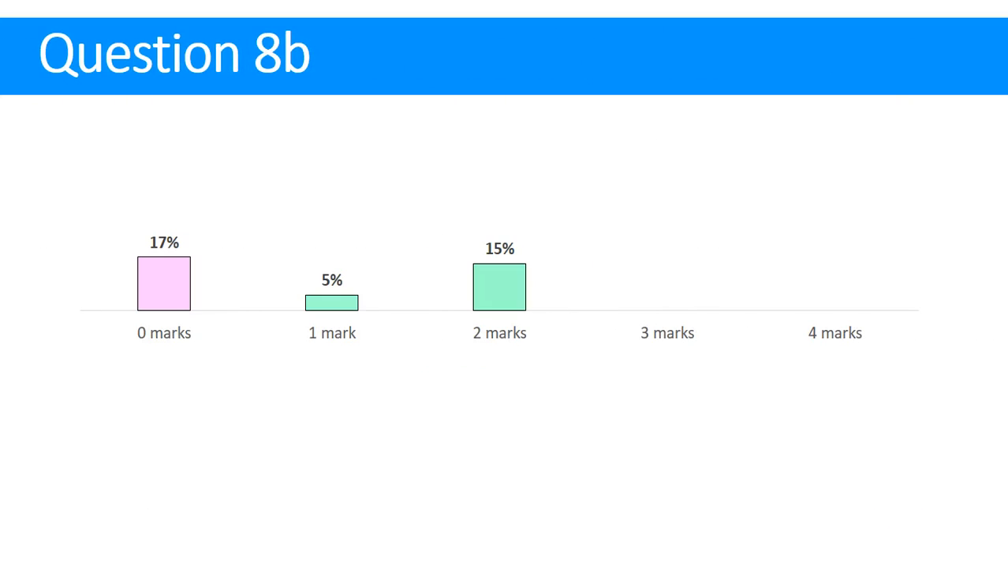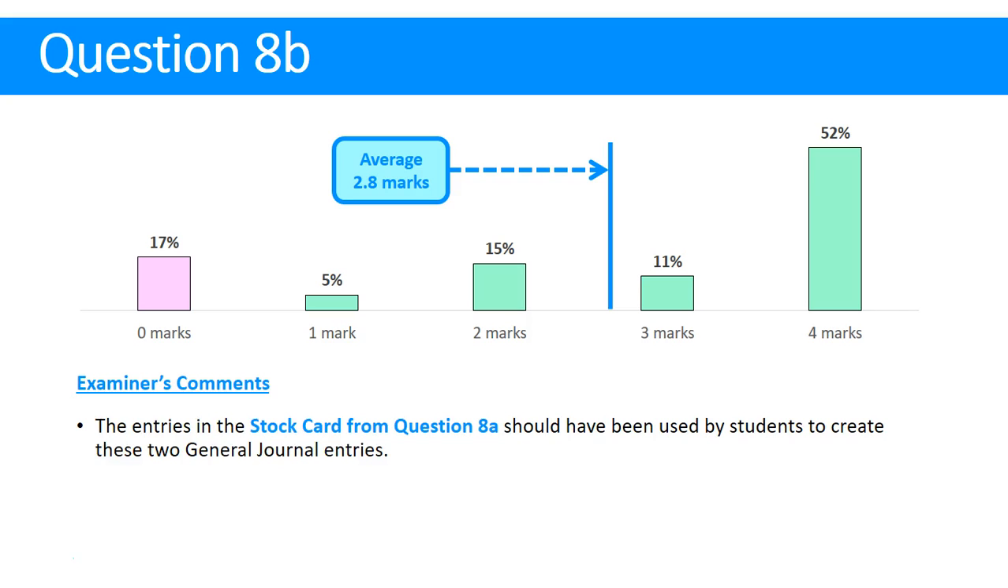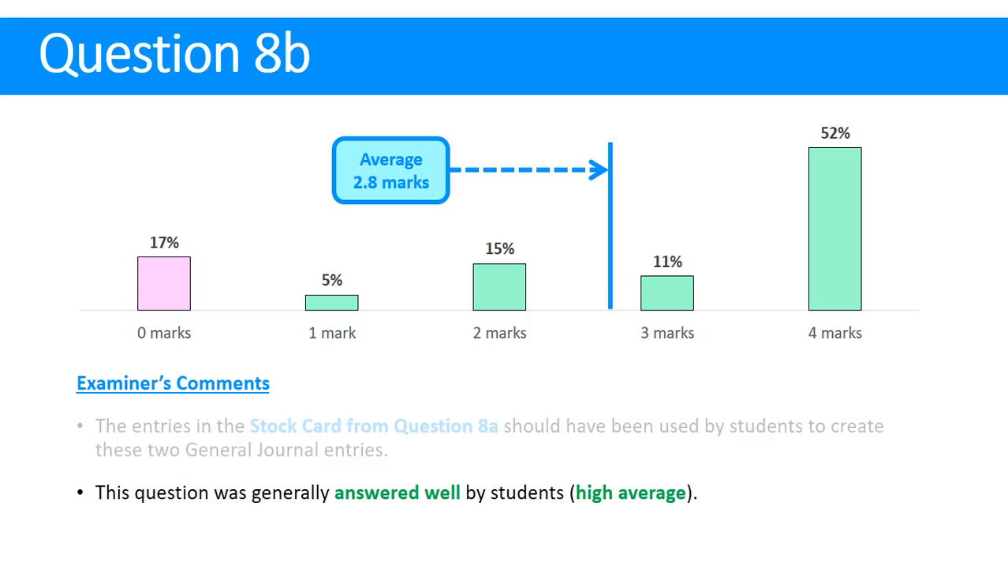Looking at the mark breakdown, 17% of students got 0, and at the top end, very pleasingly, 52% of students were able to get 4 out of 4. The average was 2.8. The examiner's comments were, remember the entries in the stock card in question 8A should have been used here, so your answer might be different to the one I had. As long as you carried forward what you had in your stock card from 8A, you were able to get 4 marks. And lastly, the examiner noted that this question was generally answered well. It had a high average, which is particularly pleasing given that it is at the end of the paper.